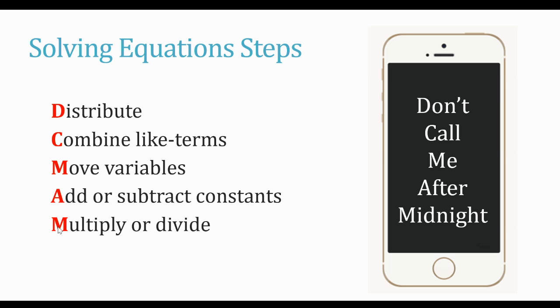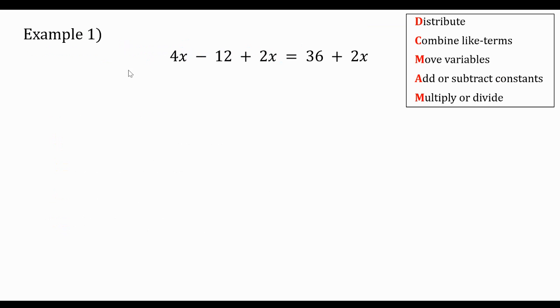And then M stands for multiply or divide. So most of the time it's division, but it could be either multiplying or dividing. Okay, so don't call me after midnight. That's one way to remember the steps in order. So for this first example, we have 4x minus 12 plus 2x equals 36 plus 2x.